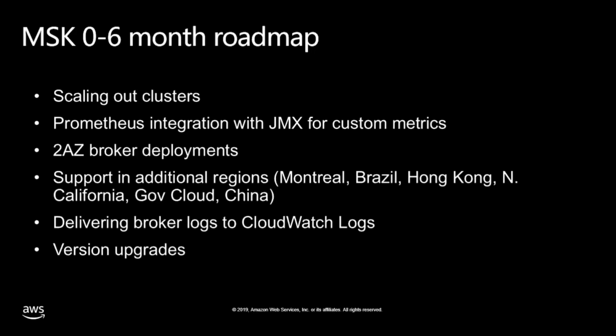So here's a glimpse at our 0 to 6 month roadmap. This is not inclusive of everything, but this gives you a general sense of a few things that are coming. First is scaling out clusters. Shortly, you'll have the capability to add brokers to a cluster using the AWS CLI or management console. That'll give customers the capability to add additional capacity to clusters as their workloads grow.